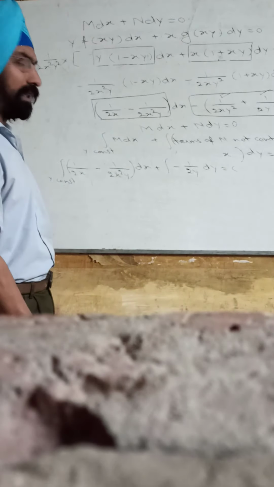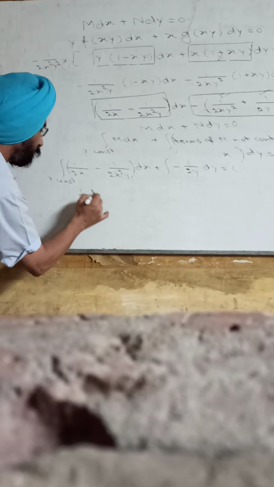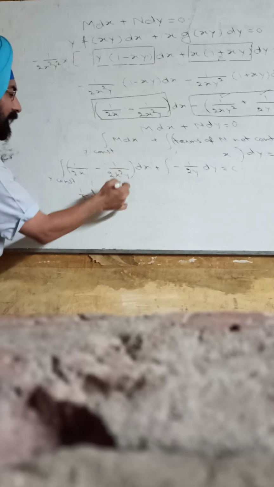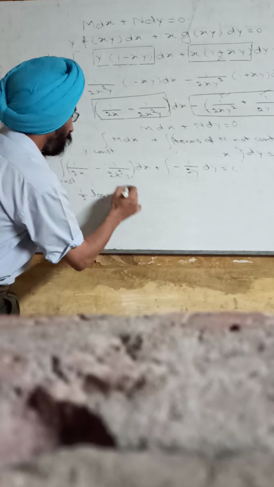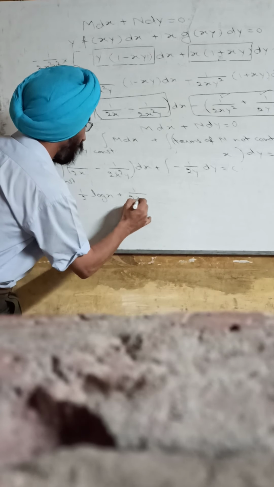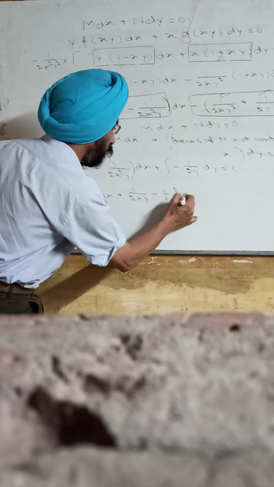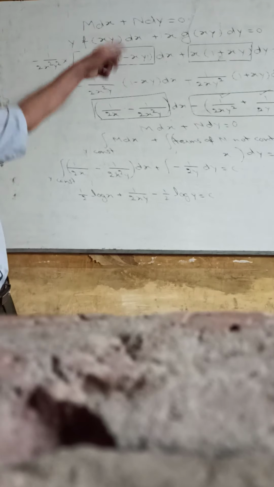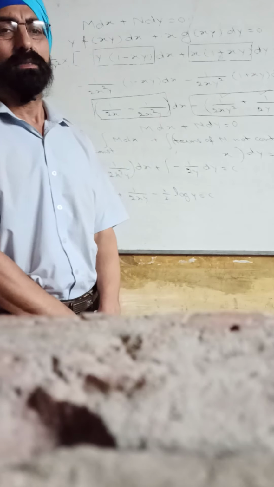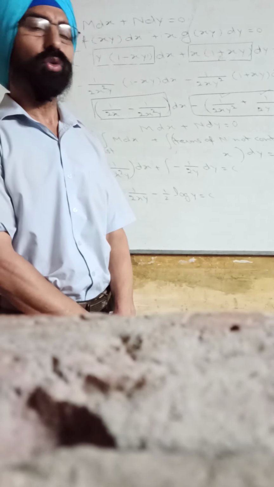And now the integration is very simple. 1 upon 2x means 1 upon 2 log of x, and minus 1 upon 2x square y. When you integrate, you will get plus 1 upon 2xy minus 1 upon 2 log of y is equal to a constant, which is the final solution of this differential equation. This is the second type, when the equation is not exact and we have to find the integrating factor.